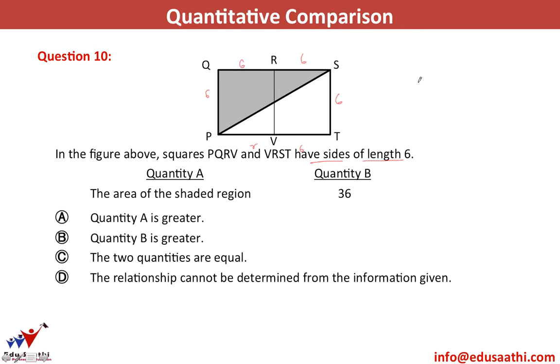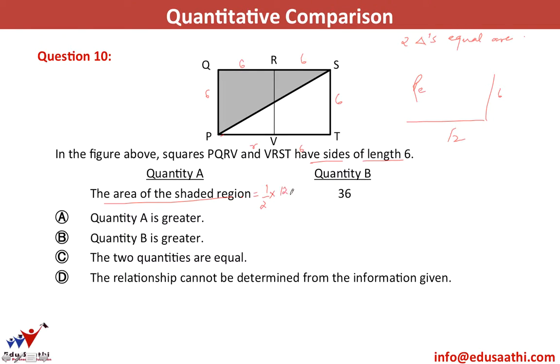So the bigger figure turns out to be a rectangle with length 12 and width 6. Now quantity A is the area of the shaded region. If I look at it, this PS becomes the diagonal of a rectangle. I know that the diagonal of a rectangle divides it into two triangles of equal area, so each is half. So the area of the shaded region will be half the area of the rectangle.